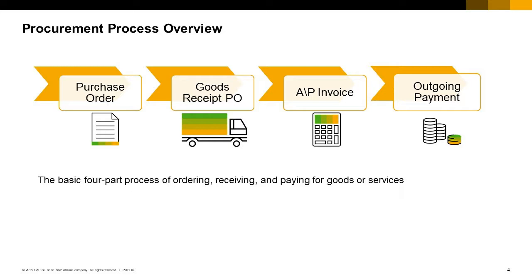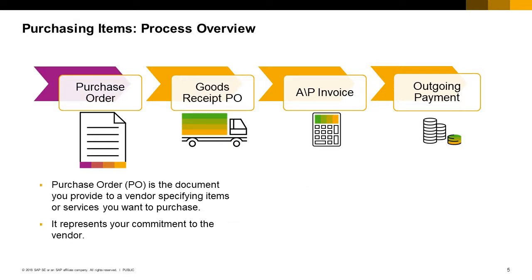SAP Business One automatically captures information at each step so you always know what is on hand in inventory as well as the up-to-the-minute financial state of your business. The real-time view helps you identify potential shortages before they happen. Precise historical information keeps track of which vendors come through for you consistently. The graphic shows the basic four-part process of ordering, receiving, and paying for goods or services.